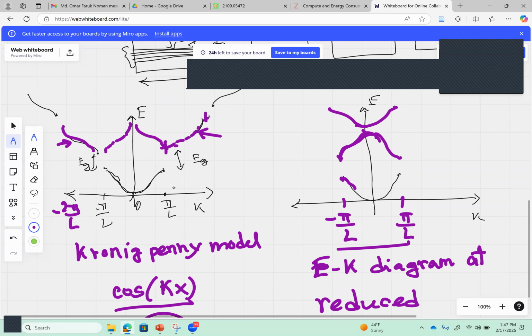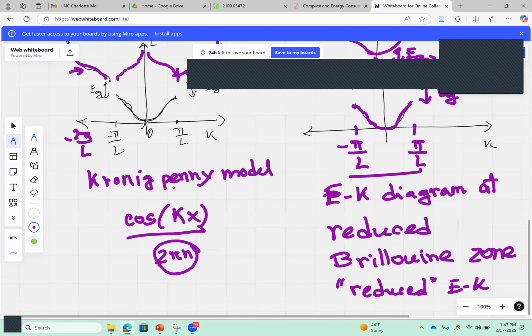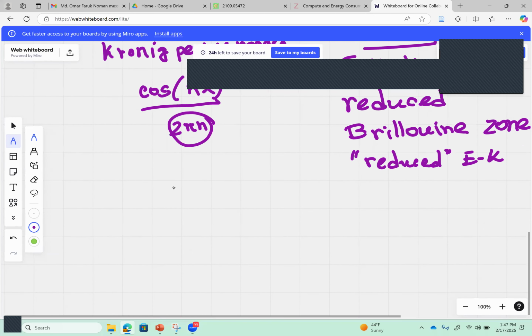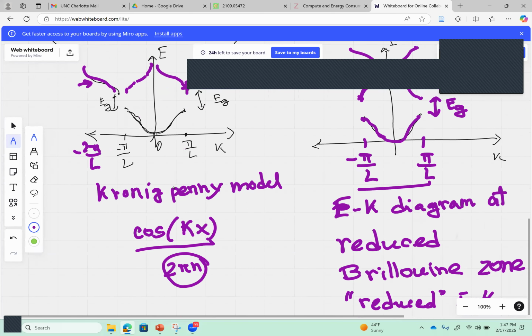And everything that is important for us is already captured by this diagram, because what we care about is the energy gap, which is here. So this is the energy gap, and this is another energy gap. These are all different energy gaps. So with that, this is pretty much what we discussed in the previous class.